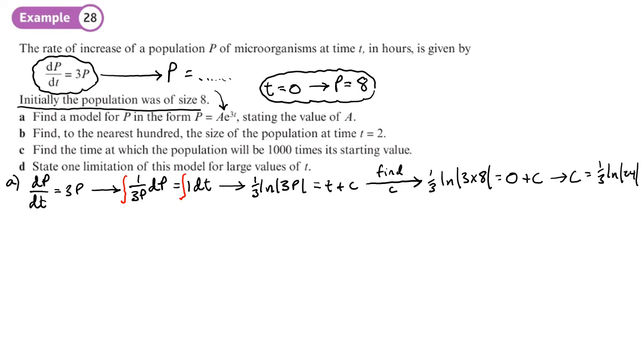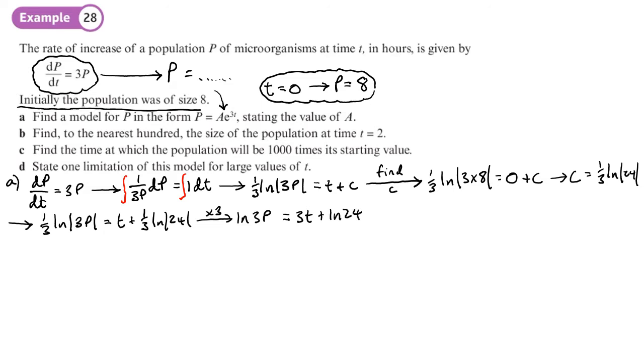I don't really need the modulus, it's positive. So now our particular solution is going to be 1/3 log 3p equals t plus c, and c is 1/3 log 24. Now I'm going to times both sides by 3 to get rid of these thirds because I want to make p the subject, so I end up with log 3p. I'm going to dispense with the modulus, I don't need them anymore. This whole population is always going to be positive, equals 3t plus log 24.